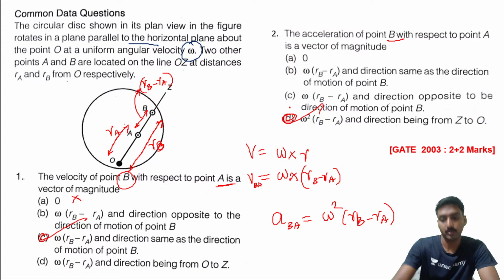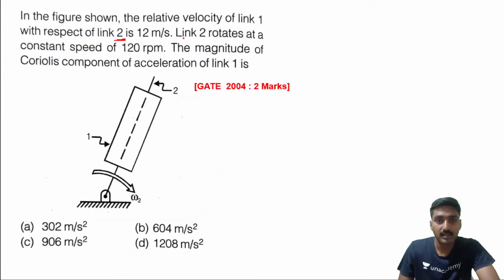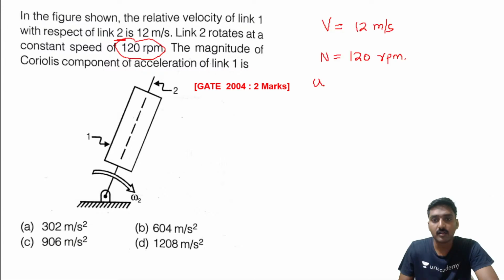In the figure shown, the relative velocity of link 1 with respect to link 2 is given as 12 meter per second. Link 2 rotates with the speed N equal to 120 rpm. Since they are giving N, we can find omega: 2 pi N divided by 60, that is 2 pi into 120 divided by 60, which is 12.57 radian per second.